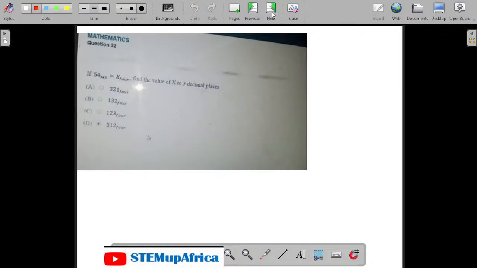It says 54 in base 10 equals x in base 4. So we should determine x to 3 decimal places. So 54 in base 10 remains as 54. Then what about x in base 4? So all you have to do is convert 54 in base 10. You also give us a 54. Then x in base 4. We have to convert 54 now to x in base 4.